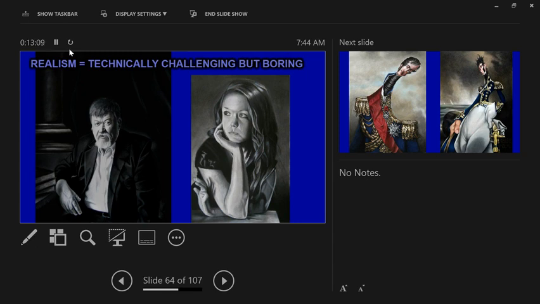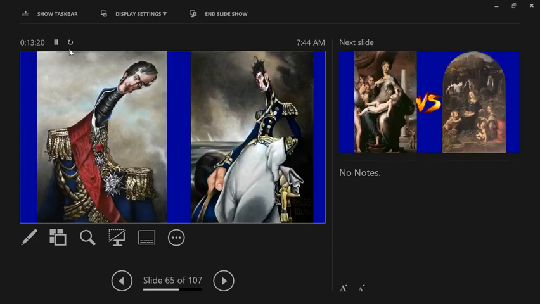I try to make it look as close to the photograph as possible. But I find that to be boring, right? It's a challenge to make it look like the photograph, but it's boring. And so these are some of my later works where I just had some fun with the shapes of this.